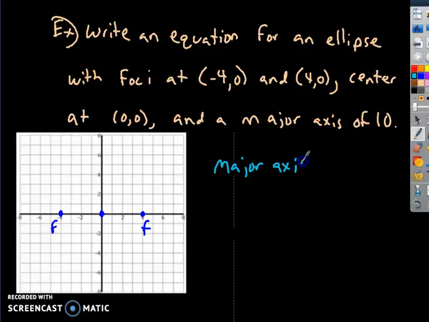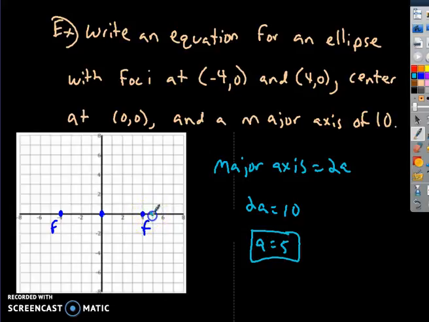If my major axis is 10 and my center is (0, 0), the major axis equals 2a. So I know that 2a equals 10, so a has to be 5. So I know a has to be 5 from the center. When I go 5 in this direction, that'll put me here. When I go 5 in this direction, that'll put me there. So this is the vertex, and this is the other vertex. This is all I have so far. I don't know the coordinates for my minor axis, so for my co-vertices.